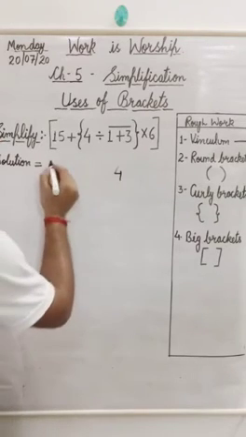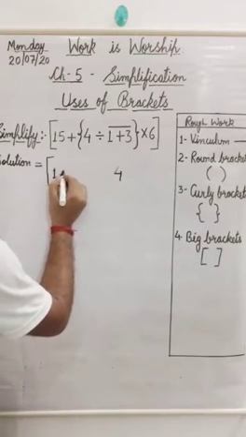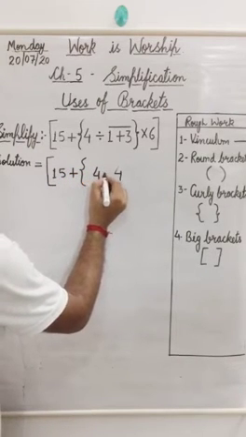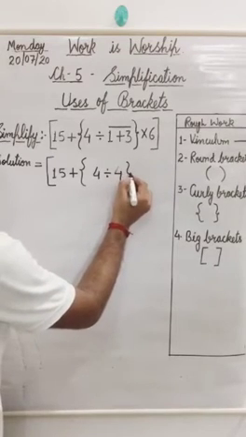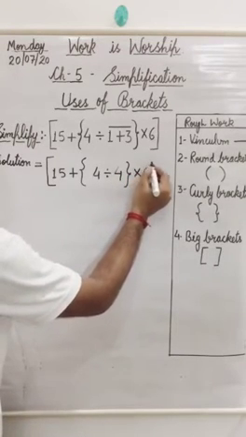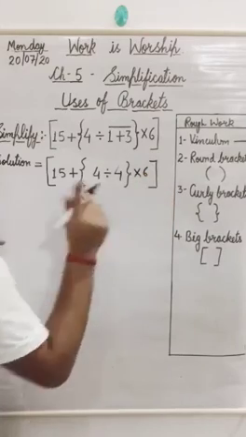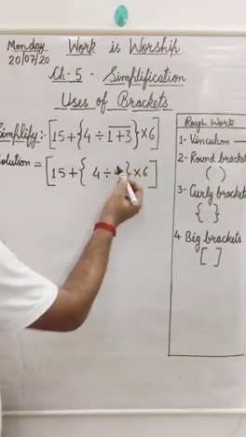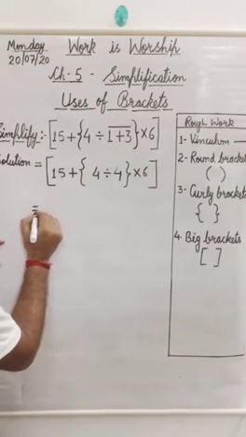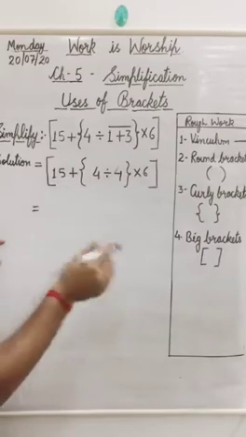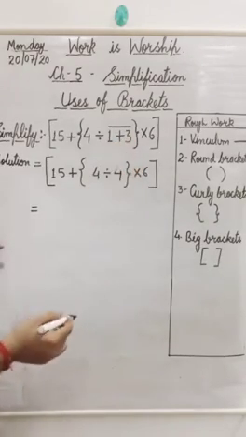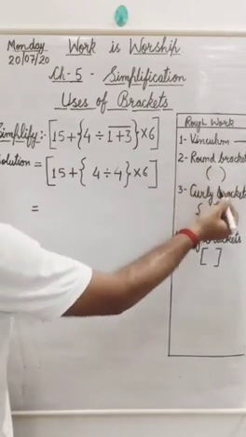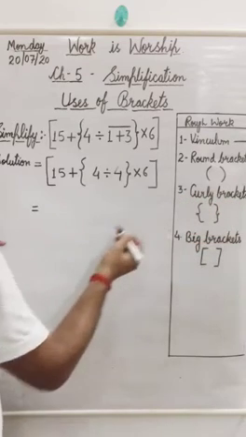Okay, now we will write the rest of the problem as same as above. It means 15 plus curly bracket 4 divided by 4, then curly bracket close multiplied by 6 and big bracket close. Always remember, after solving a bracket we will remove the sign of the bracket. Okay, now come to the next step. After solving the operation below the line bracket, we will solve the round bracket. But here we have no round bracket. So come to the next, we have to solve the curly bracket.